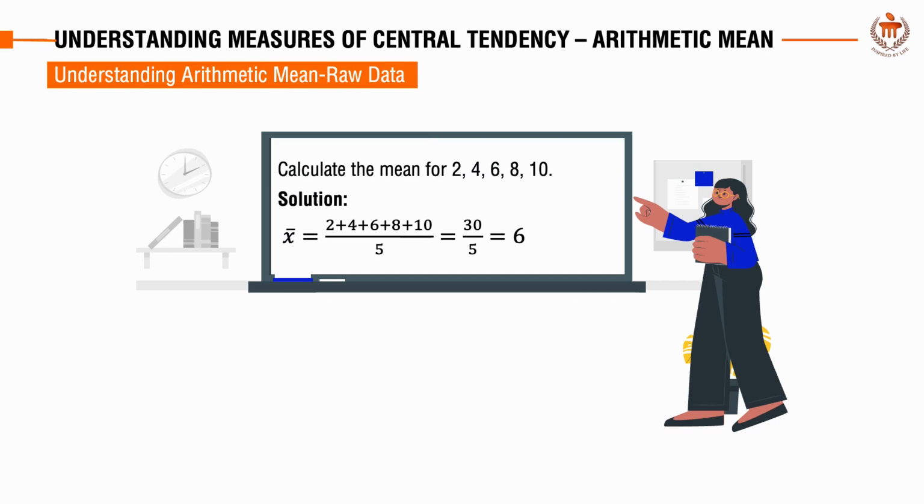Now let's take a case: suppose I want to calculate the arithmetic mean of the numbers 2, 4, 6, 8, and 10. How will I calculate the mean of these observations? First, I need to find the total sum of this data. 2 plus 4 is 6, 6 plus 6 is 12, 12 plus 8 is 20, and 20 plus 10 is 30. So the total sum is 30, and 30 is divided by 5 because there are 5 numbers: 2, 4, 6, 8, and 10. When we divide 30 by 5, we get the arithmetic mean of this observation as 6.